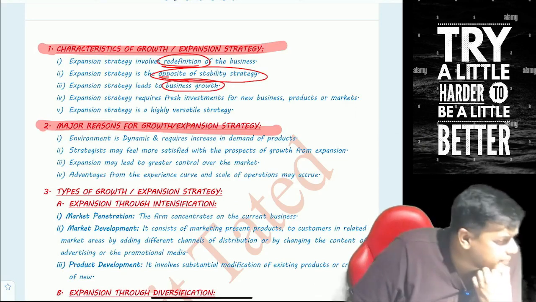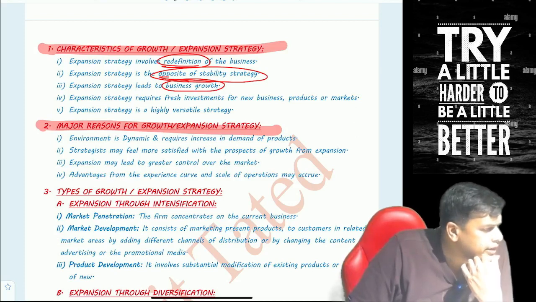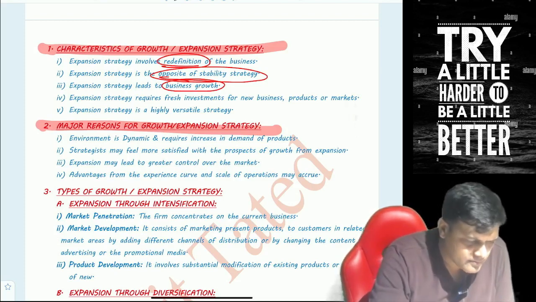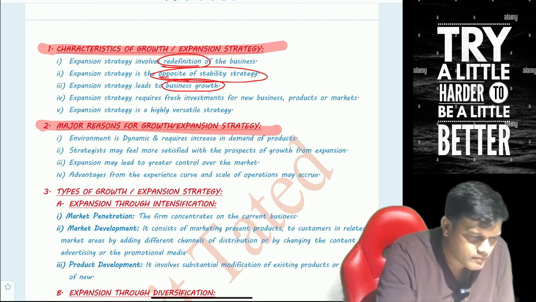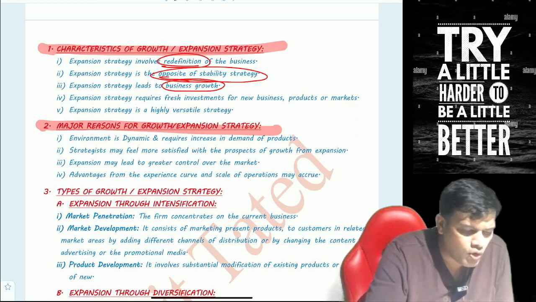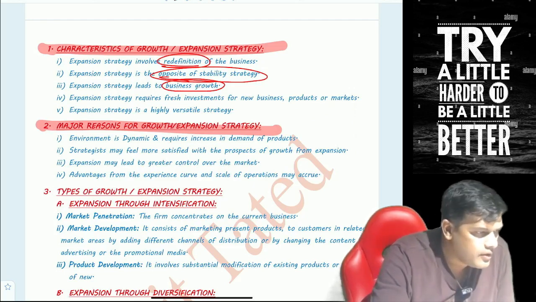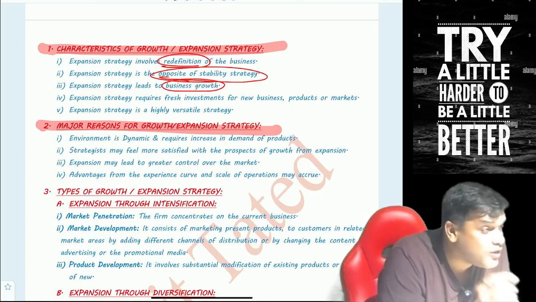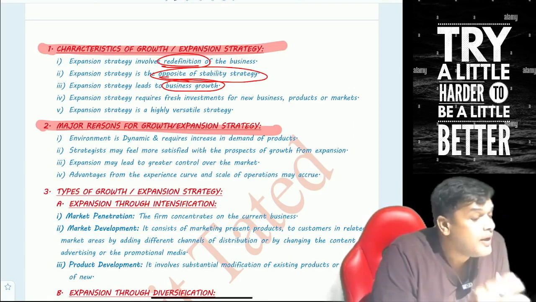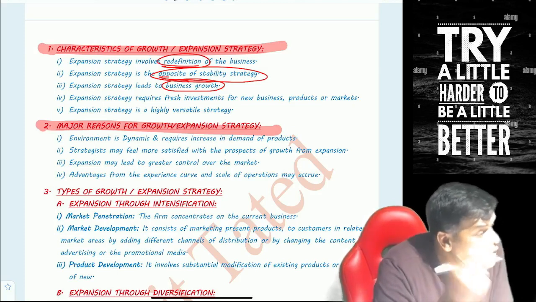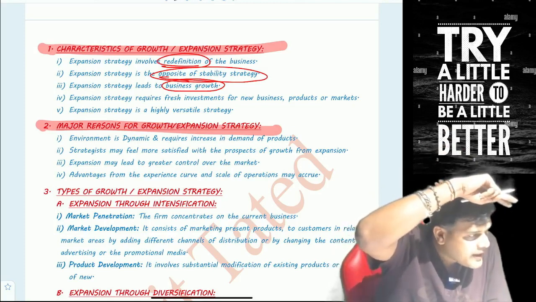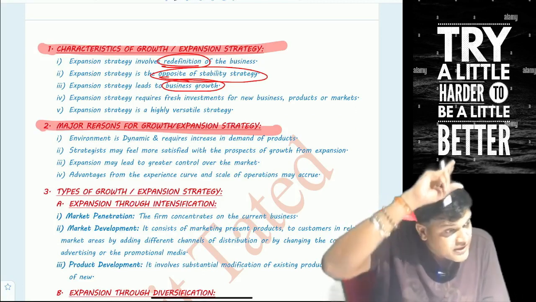Sir, in stability, my question, is there growth or no growth? Please answer me. Is there growth or no growth? No growth, marginal growth. Don't say growth, incremental growth. I told you there is incremental growth. But how is that growth achieved? By functional efficiency.